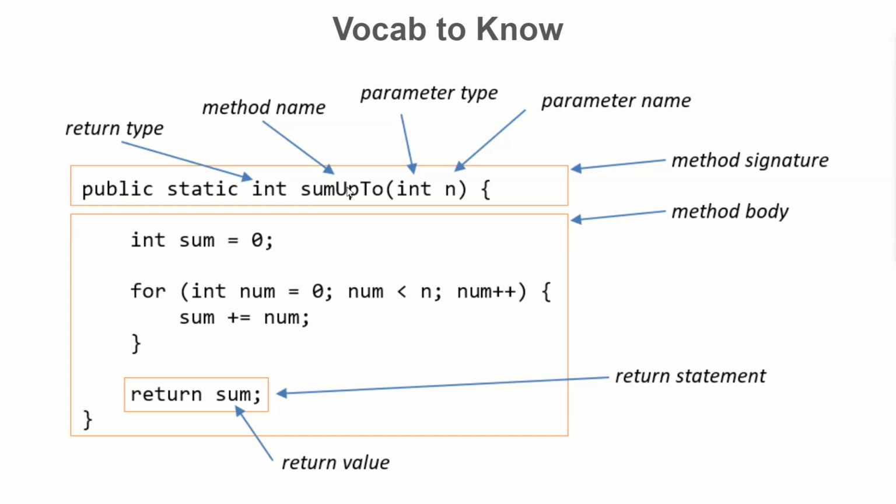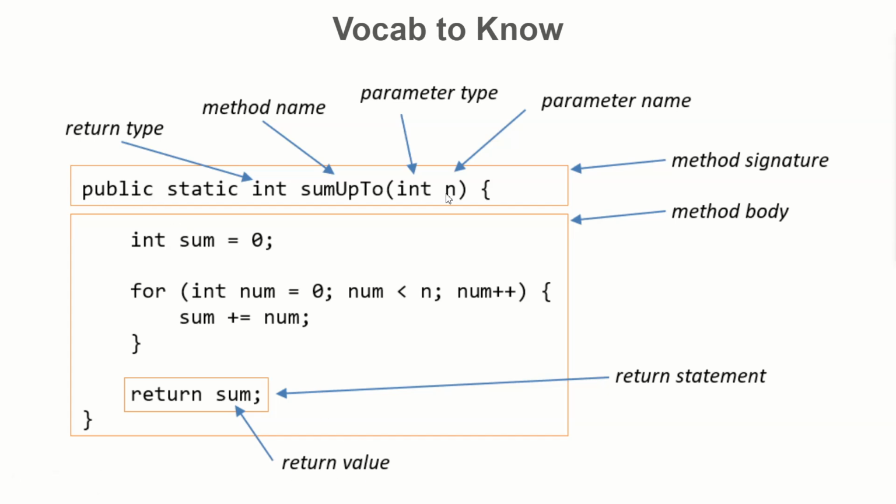So here's a method called SumUpTo. This is the method name. This method returns something, and the type of thing it returns is an integer, which you can see here. Where the returning actually happens is down here at the end. This entire line is called the return statement. It's okay for your method to have more than one return statement. The thing after the word return is the value that actually gets returned, so it's called the return value. Okay, so we've got return type, return statement, and return value.